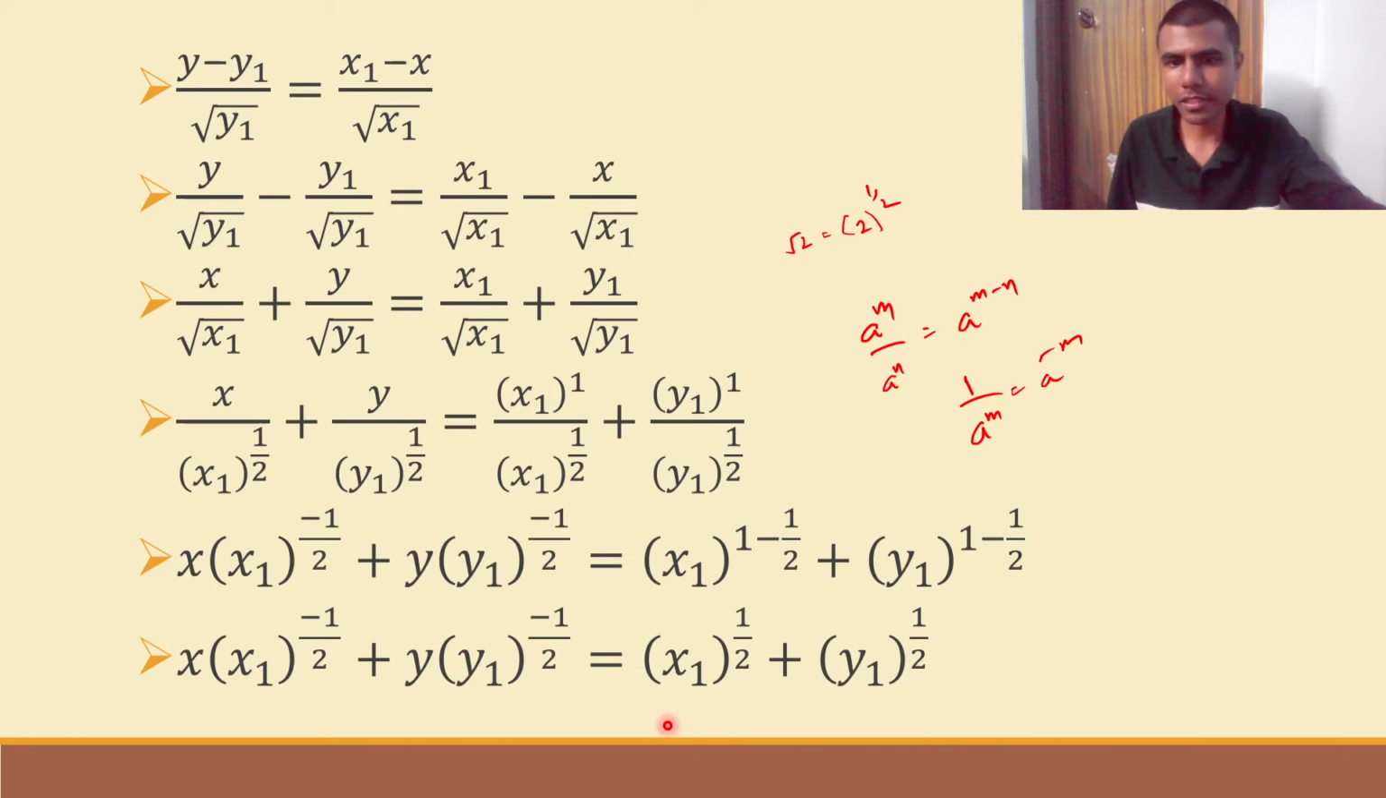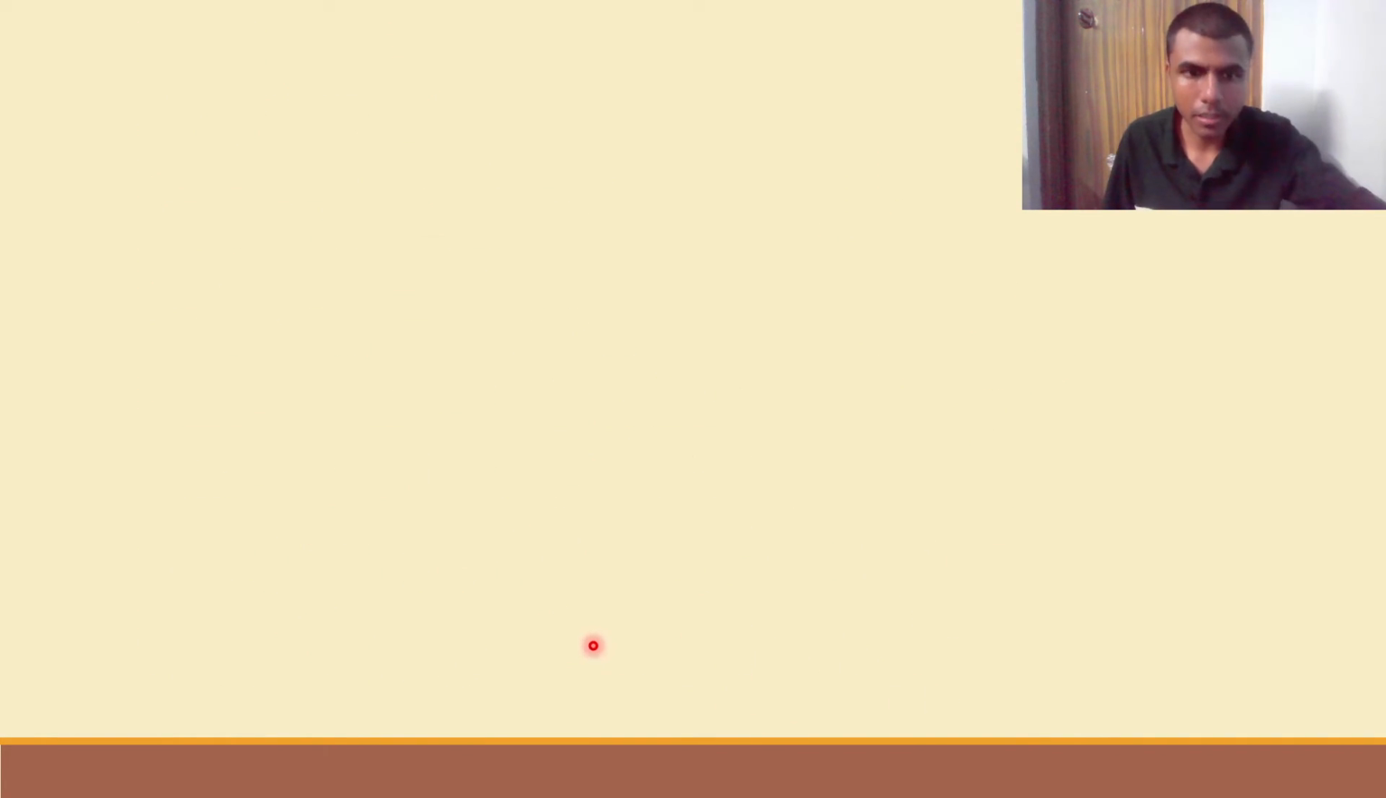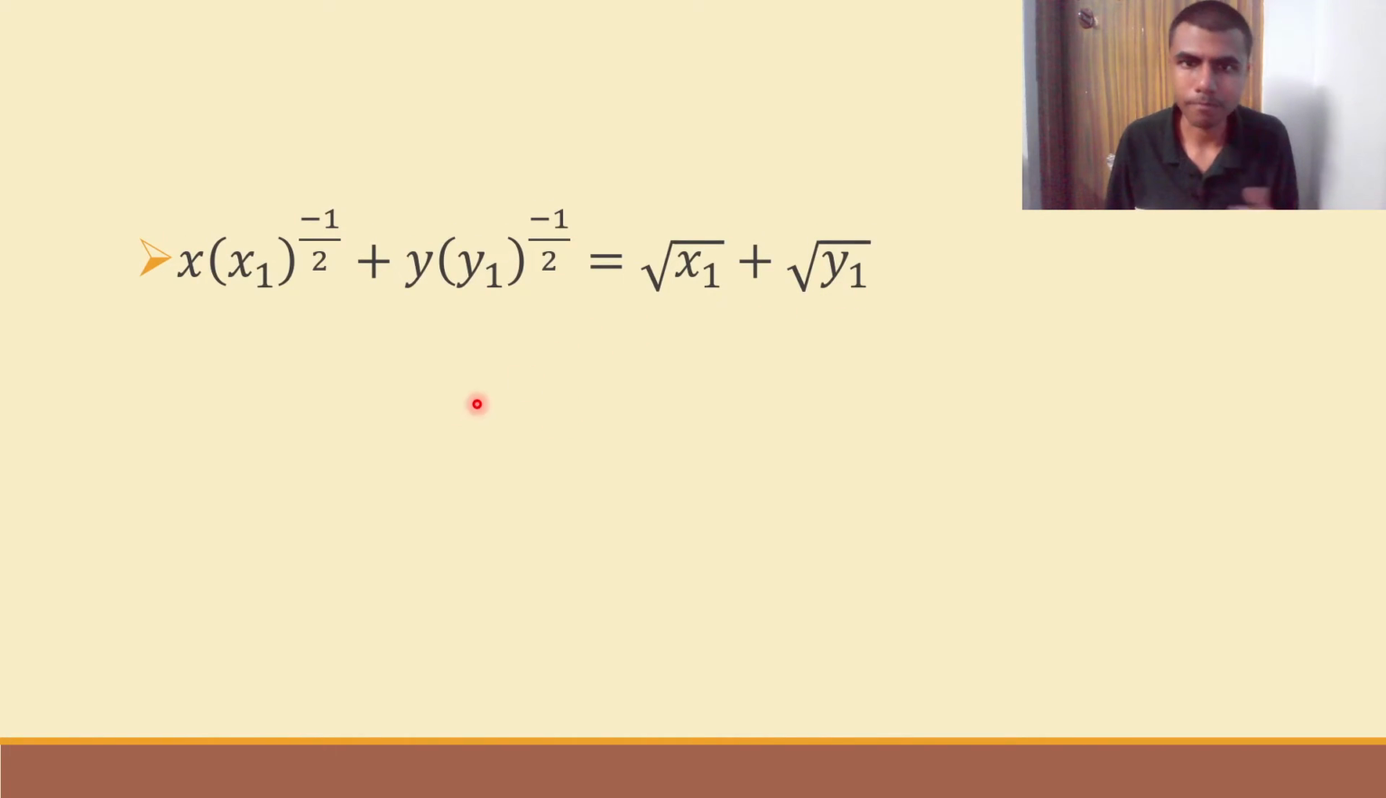Again, you see, I have these powers. X1 power 1 by 2, I'm writing it back as root x1, and y1 to the power of 1 by 2, I'm writing it back as root y1. So in the RHS, you would be seeing this now. We are finding the equation of tangent at the point x1 comma y1, which is on the curve.